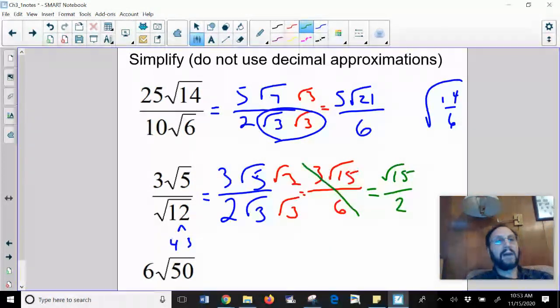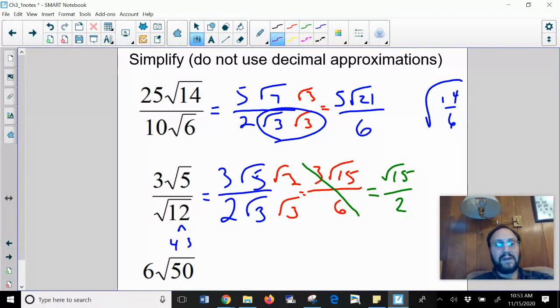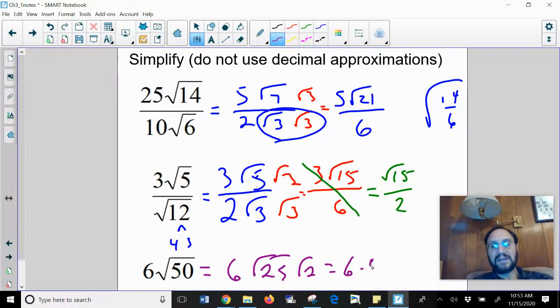Okay, and this other one, the last one here on this page, is 6 square root of 50. 50 breaks down, it's got a perfect square in it, 25. 25 times 2 is 50. The square root of 25 is 5, so that's like 6 times 5 times the square root of 2. So the answer is 30 square root of 2.